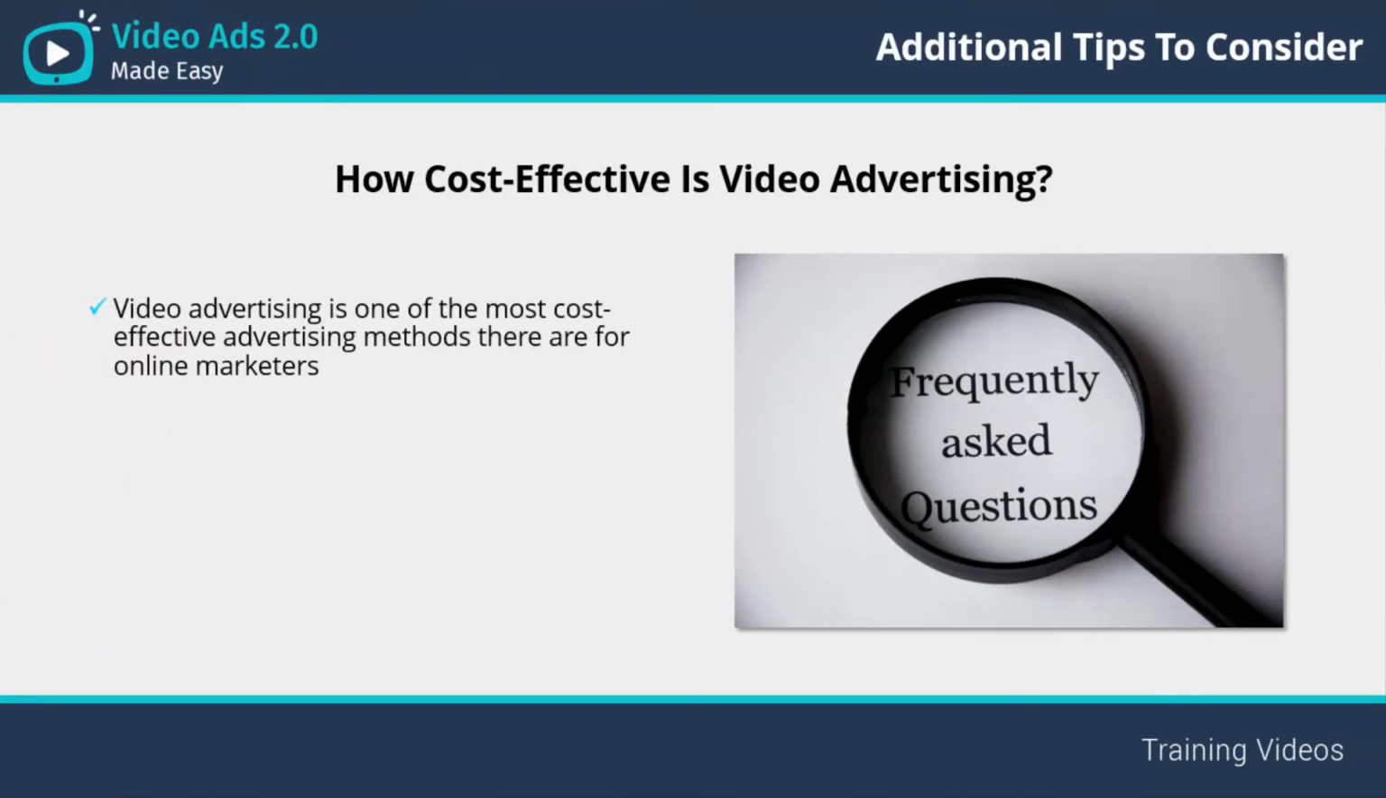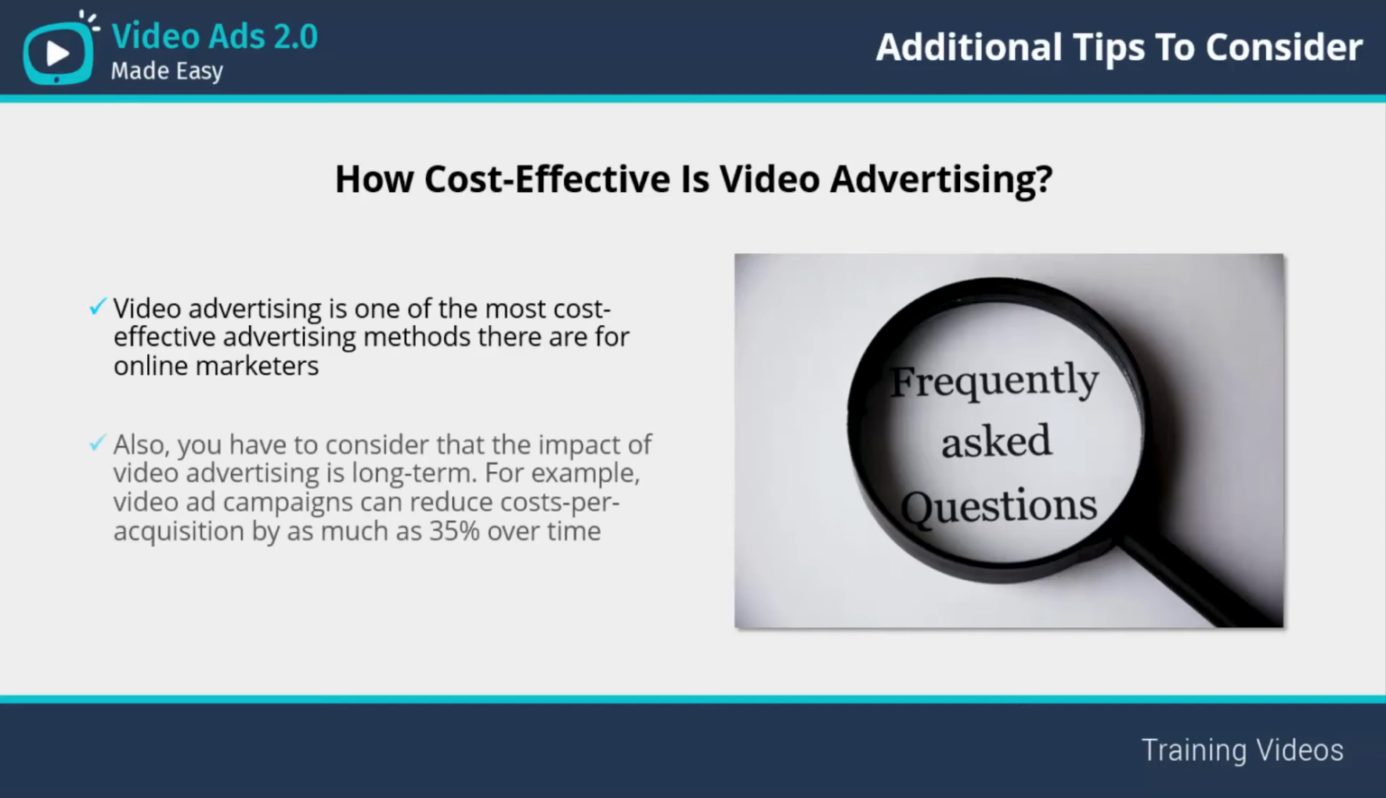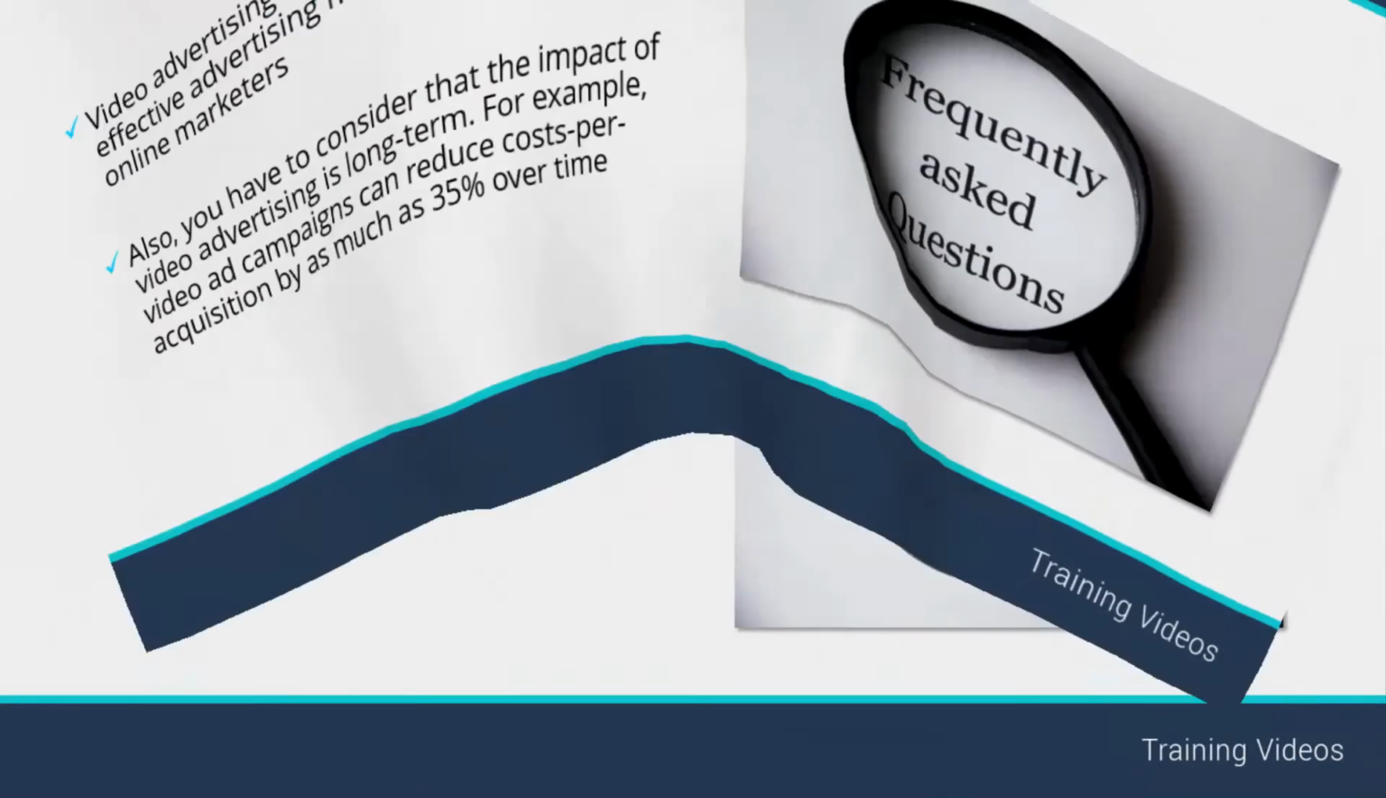How cost-effective is video advertising? Video advertising is one of the most cost-effective advertising methods there are for online marketers. On average, the cost per acquisition for a $40 purchase ranges from $15 to $25. Yet you have to consider that the majority of these converted leads will become repeat customers. Also, you have to consider that the impact of video advertising is long-term. For example, video ad campaigns can reduce costs per acquisition by as much as 35% over time.